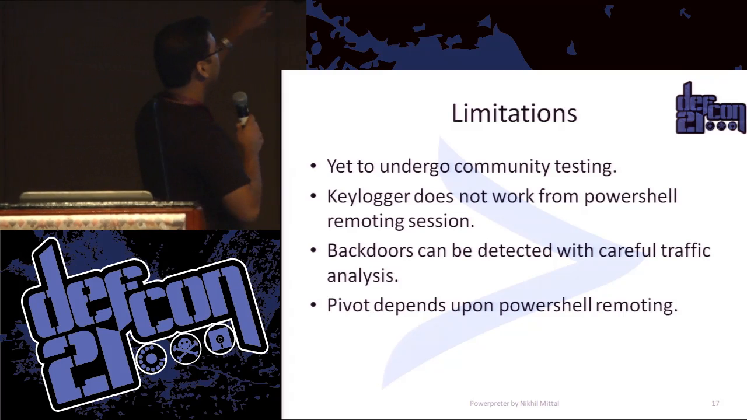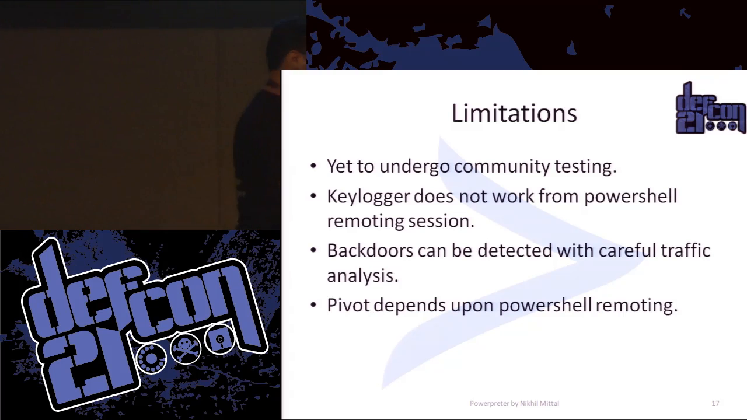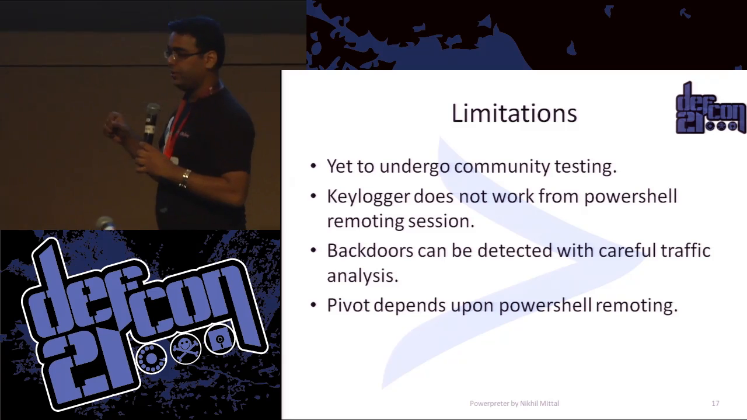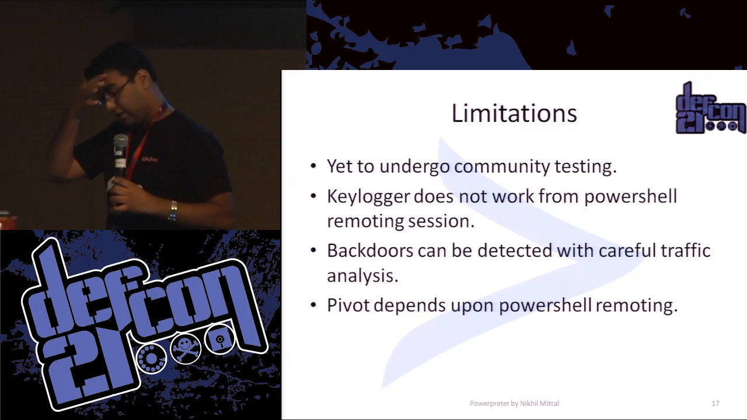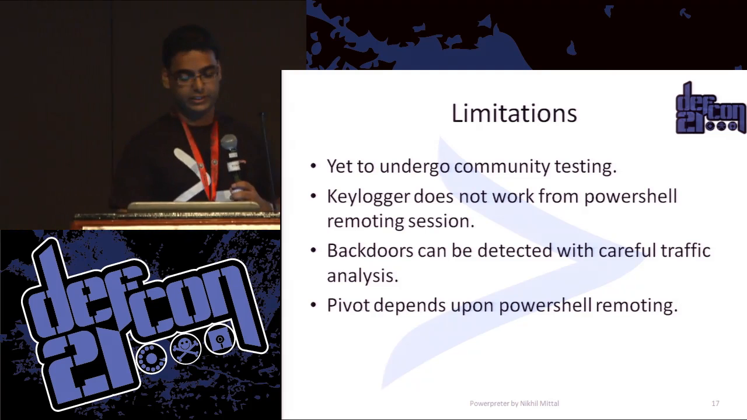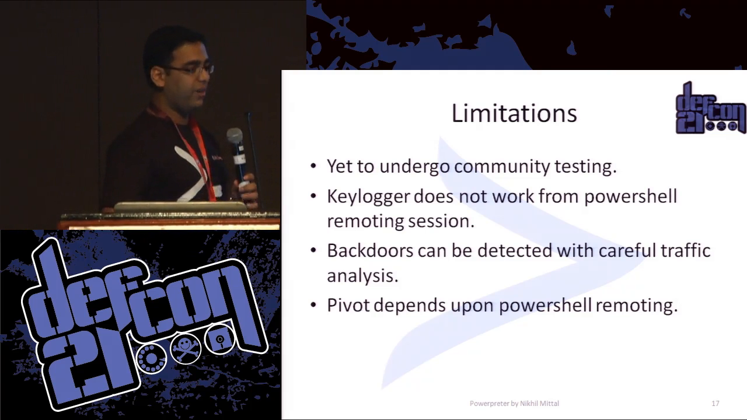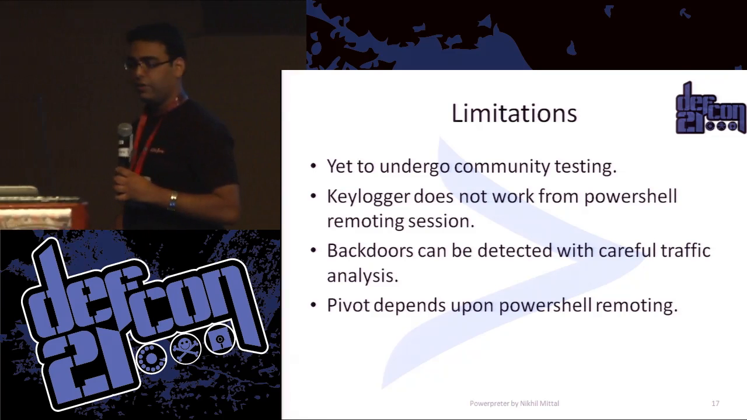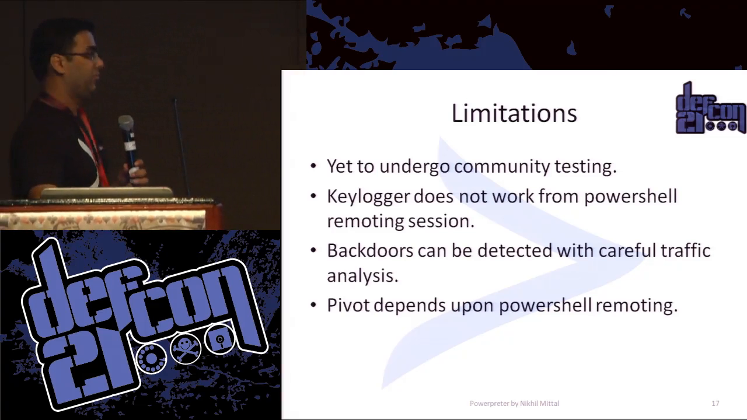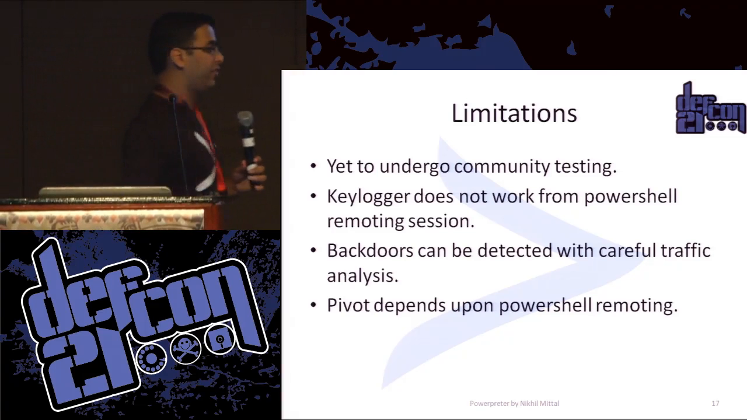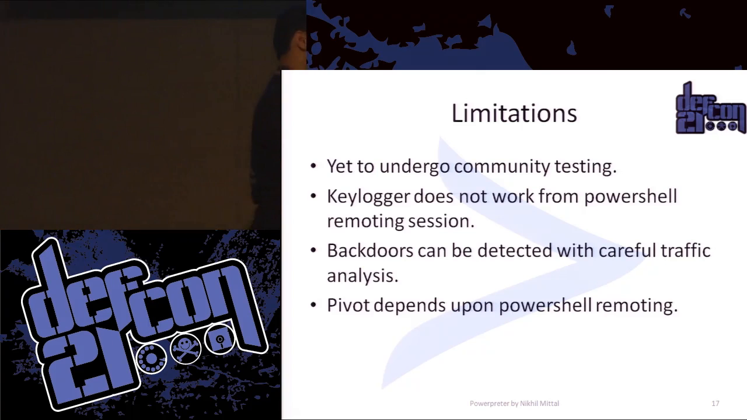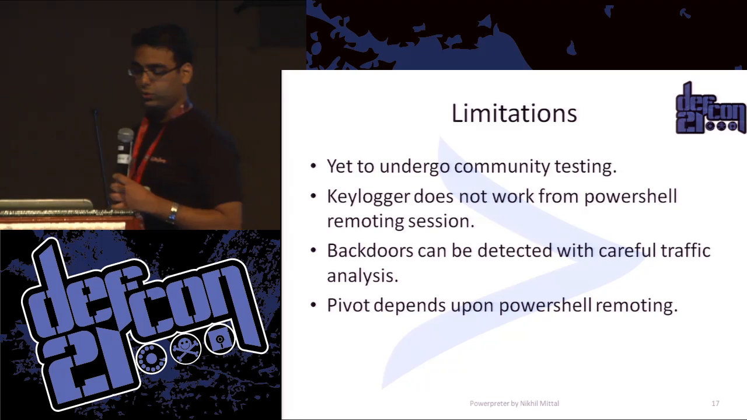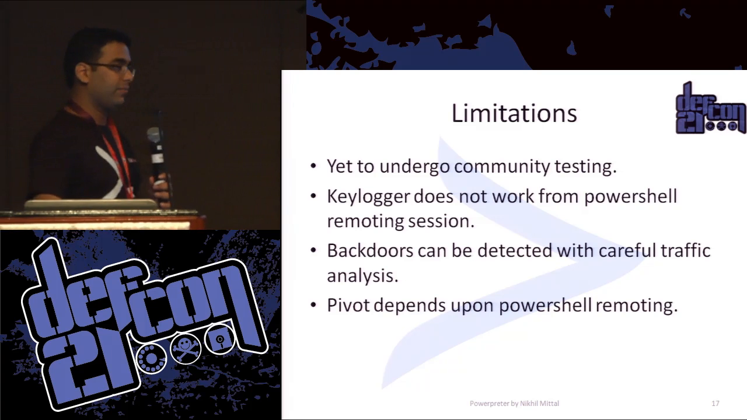One aspect is that the keylogger does not work from the PowerShell remoting session. I don't know why. It's maybe because of the runspace restrictions with the PowerShell remoting session. I'm unaware of any keylogger in PowerShell which runs from a PowerShell remoting session. And yes, backdoors can be detected with careful traffic analysis because it's a fixed time interval in which it polls the source. Pivot depends upon PowerShell remoting.